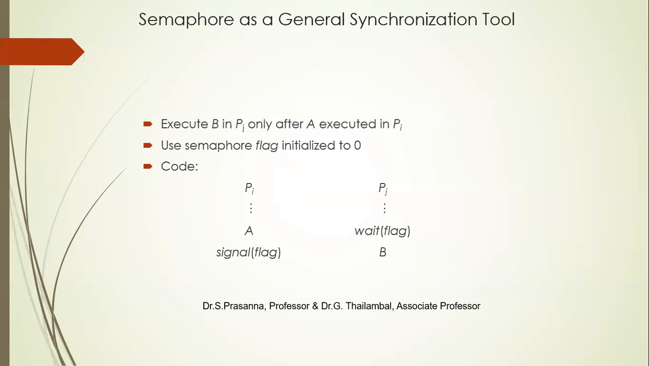The flag variable is used and applied for the wait operation. So B in process Pj is going to wait, because A should be executed first according to the condition. B is now waiting on the flag variable. Once A has completed its execution, it gives the signal(flag), and automatically Pj will start its execution of B. So this is the synchronization tool, that is the semaphore.